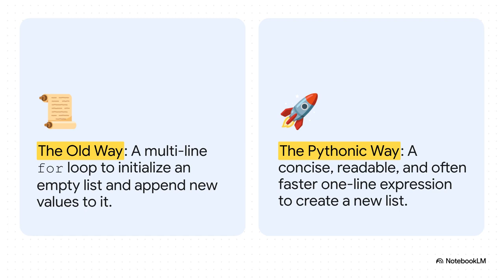On the left, you have the old way. You create an empty list, you loop, you append. It's 3 lines, a little clunky. On the right, you have the Pythonic way. It does the exact same thing, but in one single, beautiful, readable line. It's almost like reading a sentence, giving the square of x for every x in my numbers. This is a real game changer.